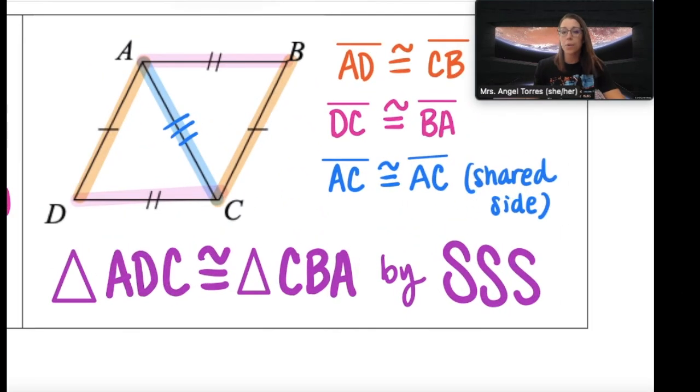Again, in the second one, everything we needed was given to us. We were able to show that AD is congruent to CB, DC and BA are congruent, and since AC is a shared side, we can say that it's congruent to itself. Therefore, triangle ADC is congruent to triangle CBA by side, side, side.